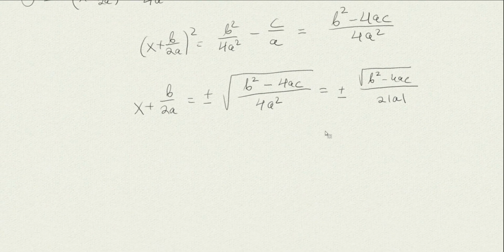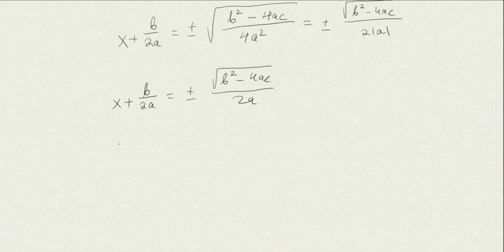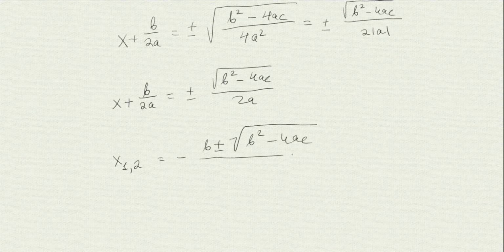So all the solutions that we're looking for, all the x's that would satisfy this, it is enough to consider just x + b/2a equals plus or minus the square root of b² − 4ac over 2a. And here we can just switch this to the other side, and we obtain two possible solutions, x1 and x2: x = (−b ± √(b² − 4ac)) / 2a.